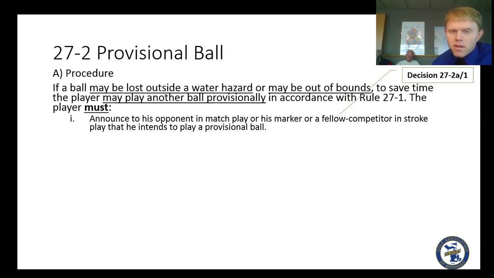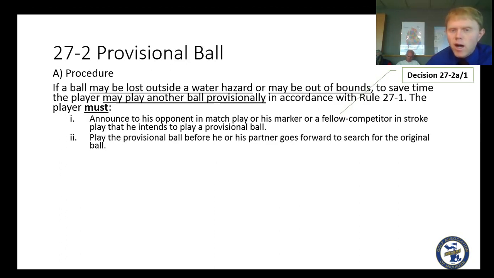All right. The other thing you need to do is you have to play the provisional ball before you go forward to search. And again, there's a great decision in there, 27-2A/1.5, that talks about what it means to go forward to search.